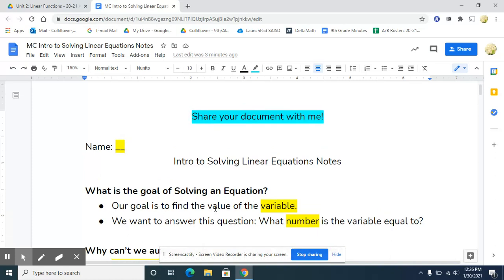What is the goal of solving an equation? Well, our goal is to find the value of the variable in the equation. And we want to answer this question: what number is the variable equal to?